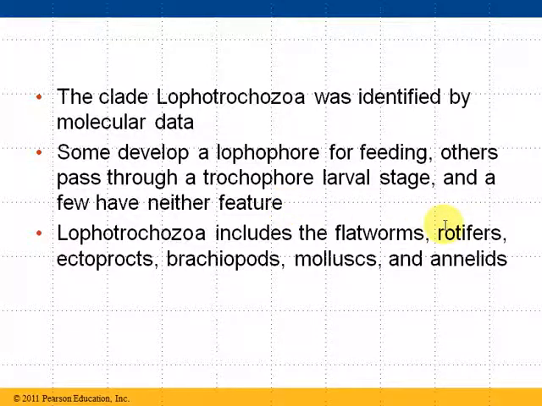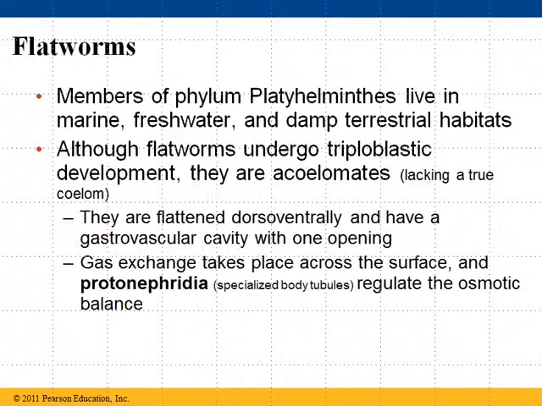So they're going to include a huge variety: flatworms, rotifers, brachiopods, mollusks, annelids, and we'll take a look at just a few of them. Starting with the flatworms, the platyhelminthes, which is a word perhaps you've heard of before. They live in both marine, freshwater, and even damp terrestrial habitats. They undergo triploblastic development. They are acoelomates. So this is a good example of a creature that has three germ layers, but they lack a true coelom. They don't have a body cavity inside them.